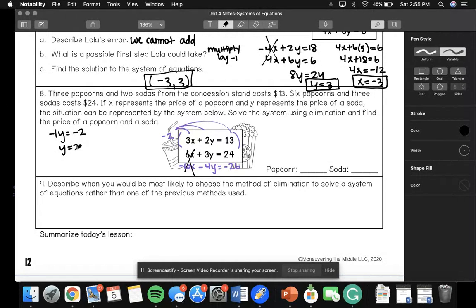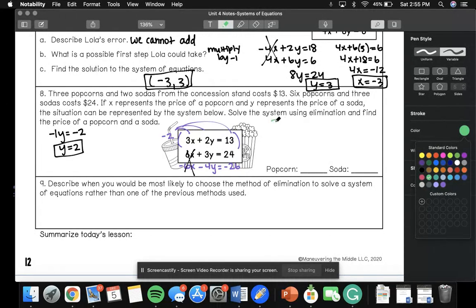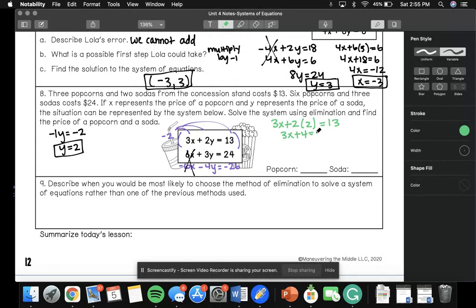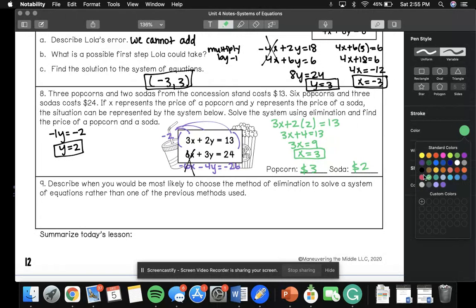So y equals 2. Then to figure out what x is equal to, we would do 3x's plus 2y, so 2 2's equaling 13. 2 2's would make 4. We would take away the 4 from 13, get 9. We would divide by 3 and get 3. So x equals 3, y equals 2. So x represents the price of a popcorn. So popcorn is $3. And y represents the price of a soda. So soda is $2.